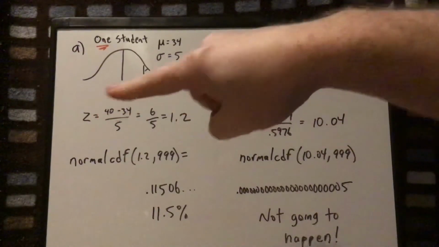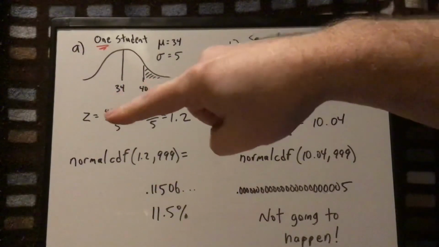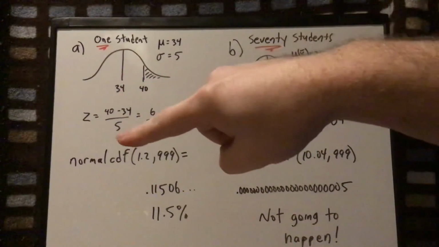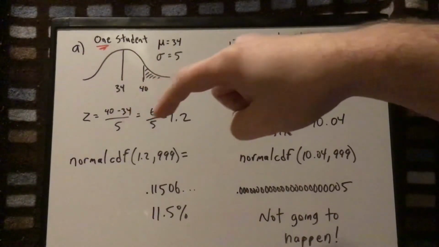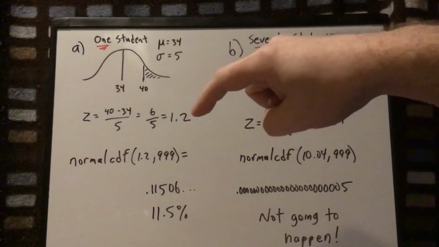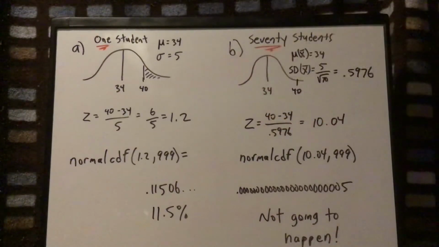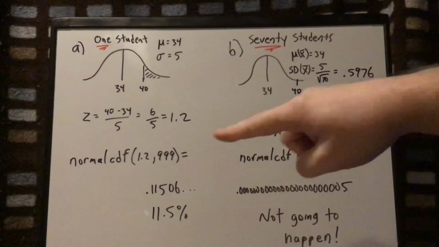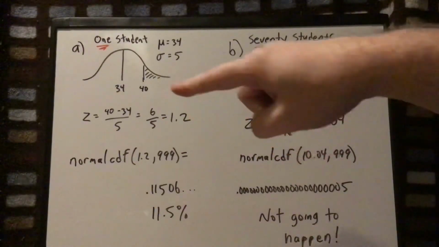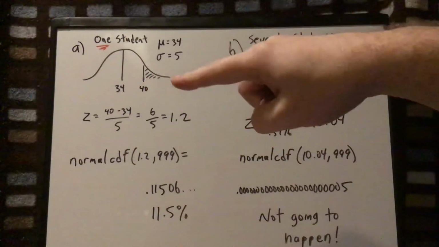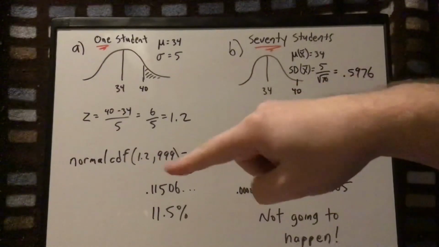So we'd find a z-score. We'd go, well, 40 minus 34 over 5, so the real value minus the mean over standard deviation would tell us how far we were from the center, 1.2 standard deviations. We can now use the calculator to figure out how likely it is to be 1.2 standard deviations or more. So what's the chance somebody takes this long or longer? How unusual is that result?